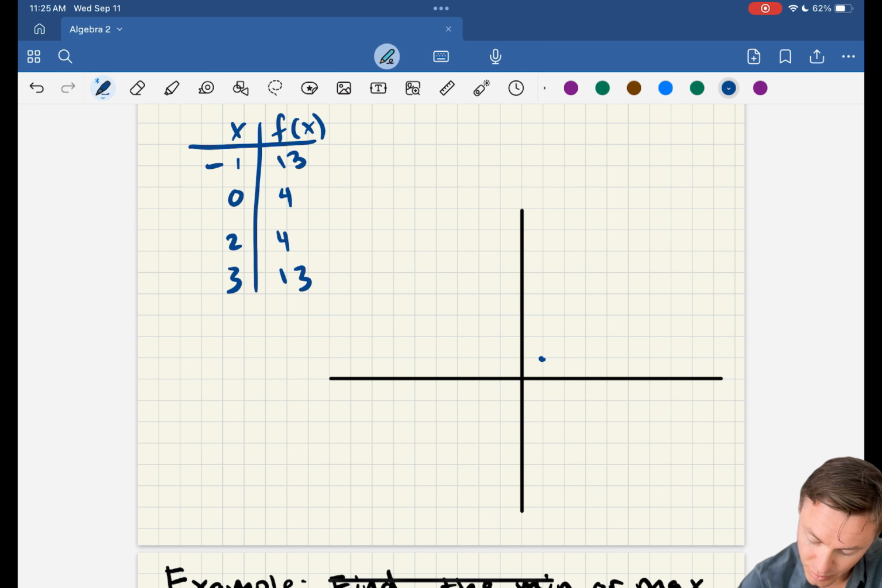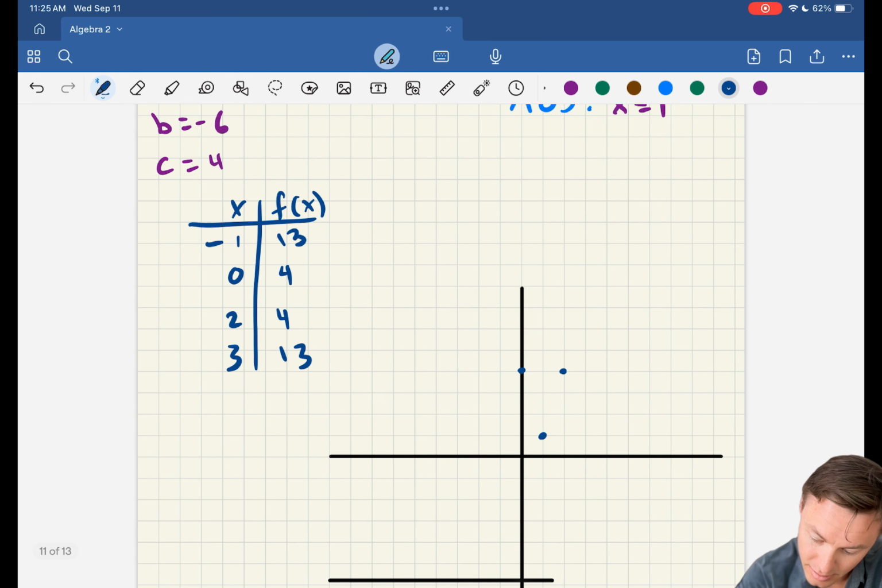All right, (1, 1), (0, 4), (2, 4), (3, 13), and then (-1, 13).